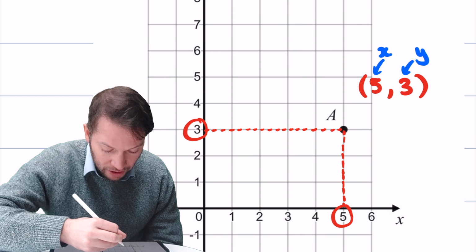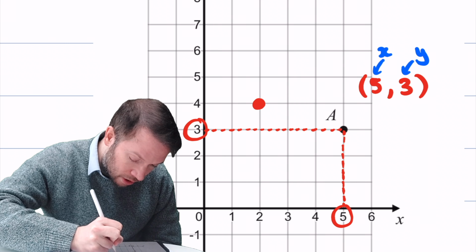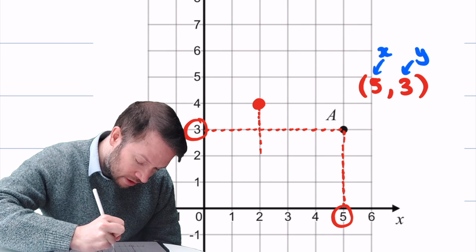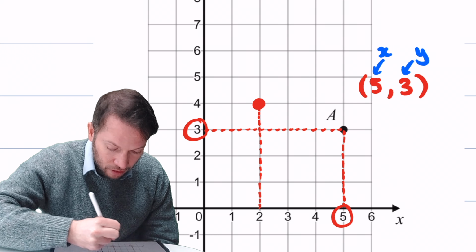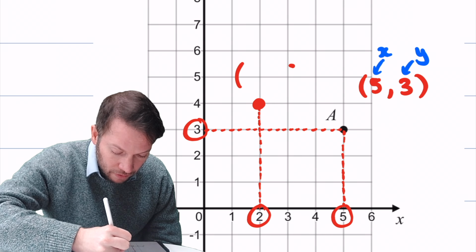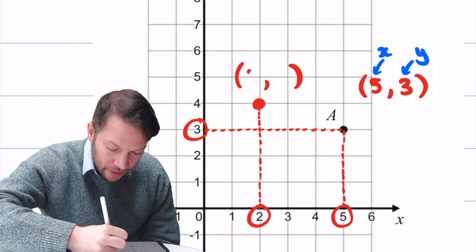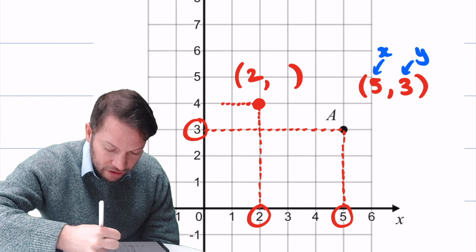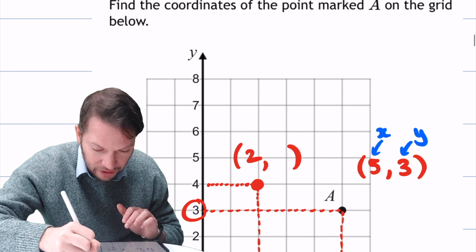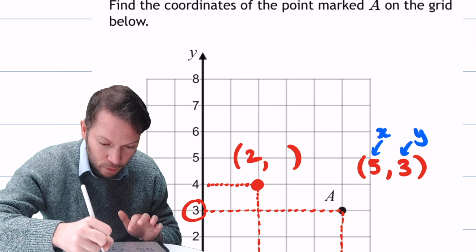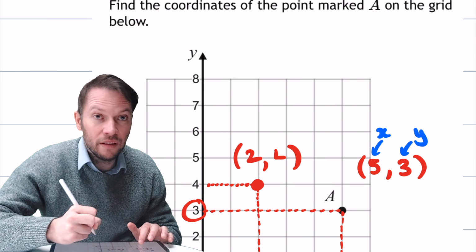If you just wanted another example, like this point here, I draw a line down to get to the x-axis. I can see I've got a value of 2, so the first coordinate is going to be 2, and then if you draw a line horizontally to get to the y-axis, you can see the y-axis is here, that's 4, so the second number would be 4, and we're done.